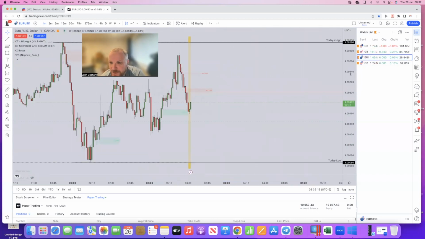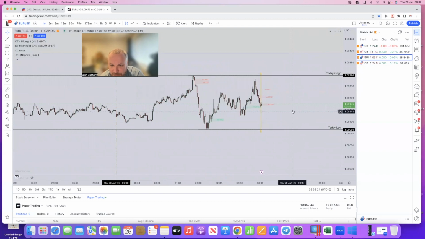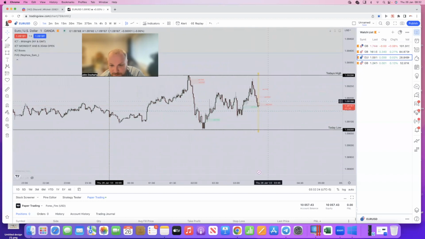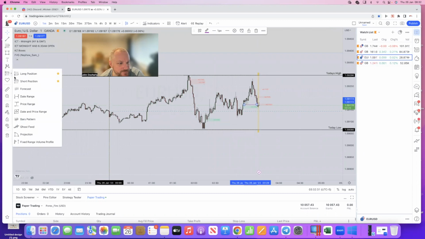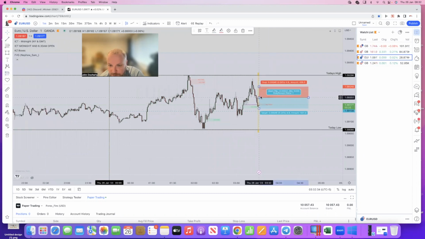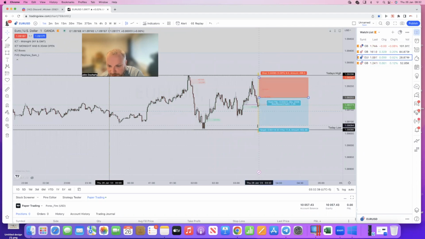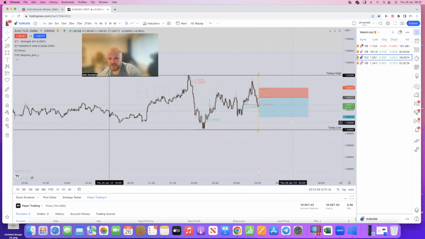Euro USD, we've got today's high. And again, from this aspect, break of structure. A 2-minute fair value gap. You could run that up to here. So 1 to 3. So 1 to 2. We'll see if that'll play out as well.